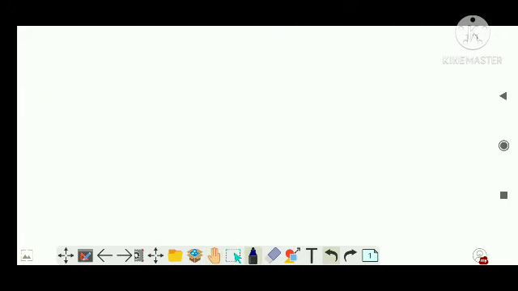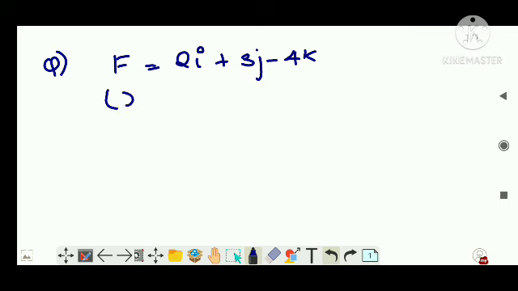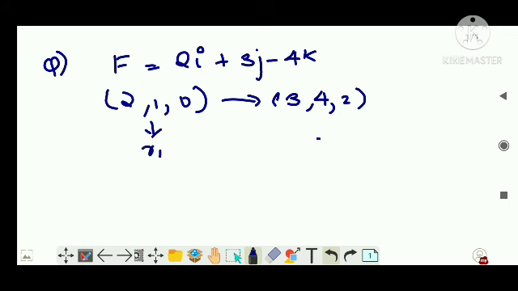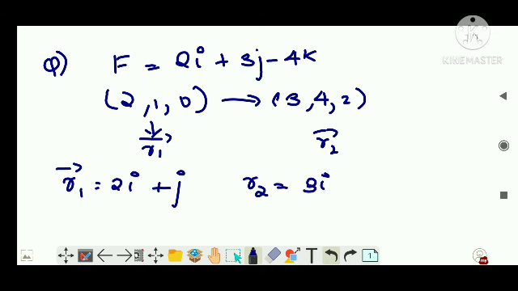Now we'll do some problems. Suppose the force is given in vector form as 2i plus 3j minus 4k, and this force is acting on a body, and the body is displaced from a point 2, 1, 0 to a point 3, 4, 2. You are asked how much is the work done by this external force. How would you write it? This is a vectorial representation. So this is the r1 vector and this is the r2 vector. I will write r1 vector as 2i plus j, and there are no k terms, whereas r2 is 3i plus 4j plus 2k.